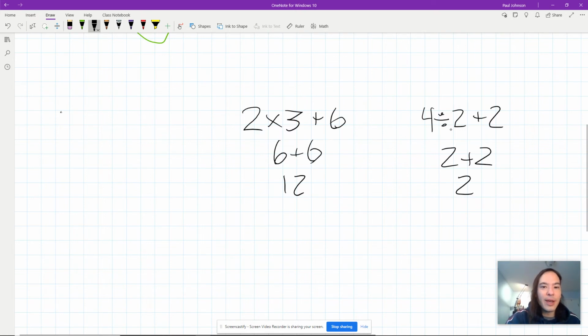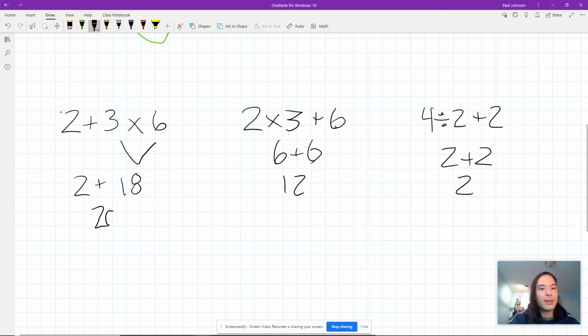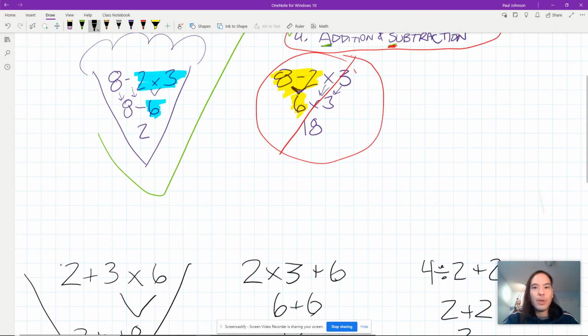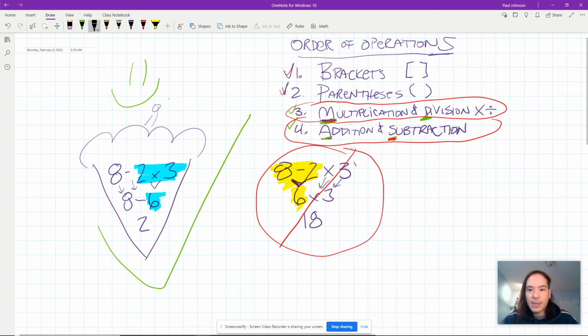So let's say that you have 2 plus 3 times 6. Remember, you have to multiply before you add because multiply and divide is the first step. Add and subtract is the second step. All right. So Boone practices math always, and then when you get older, the order of operations will look like this.